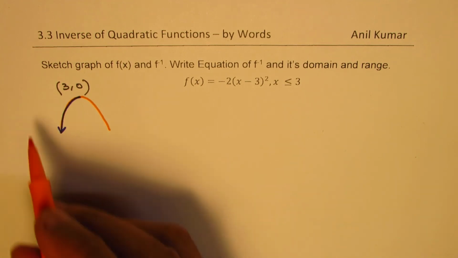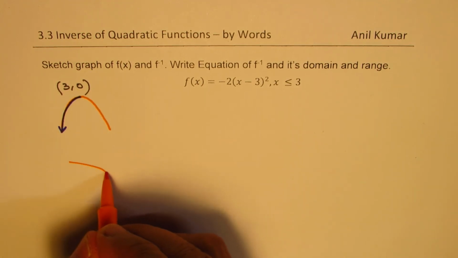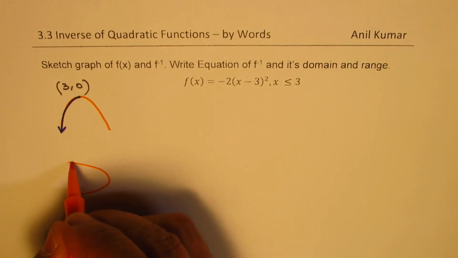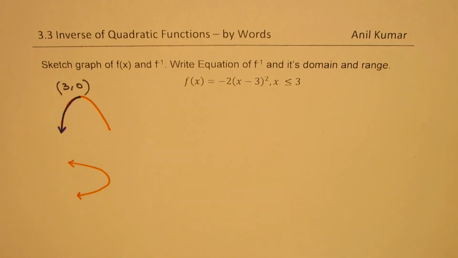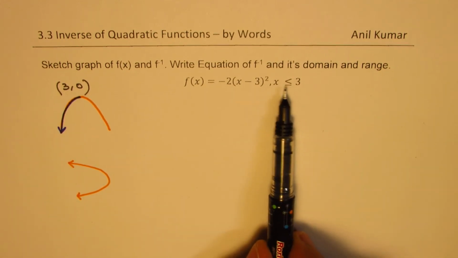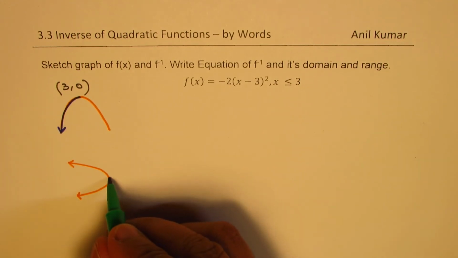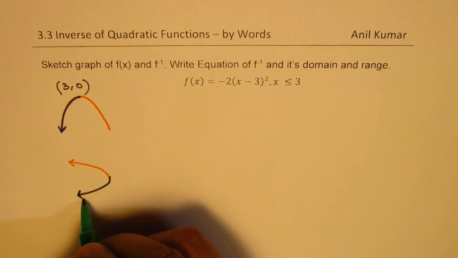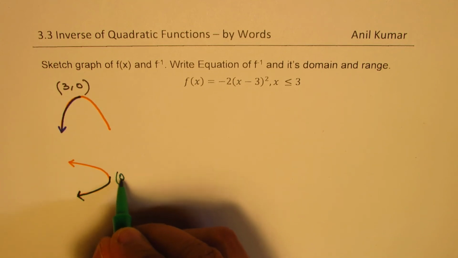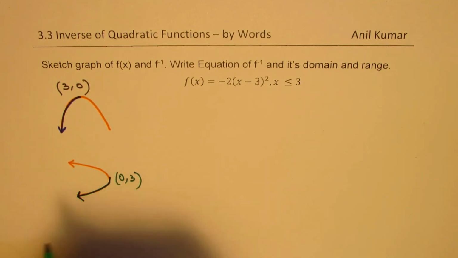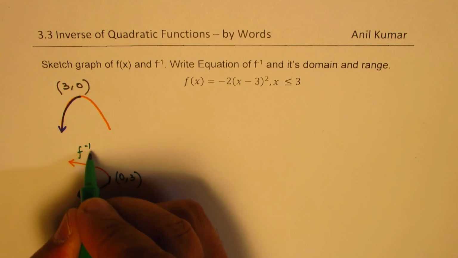For such a parabola, the inverse will be opening towards the left side. And since we are interested in the less than portion, we are actually having the inverse which will be the lower half. Do you see that part? And this point here will be at (0, 3). So that will be the inverse function.